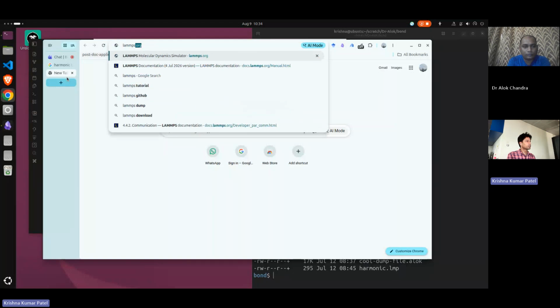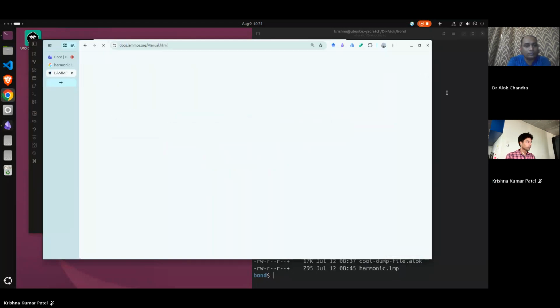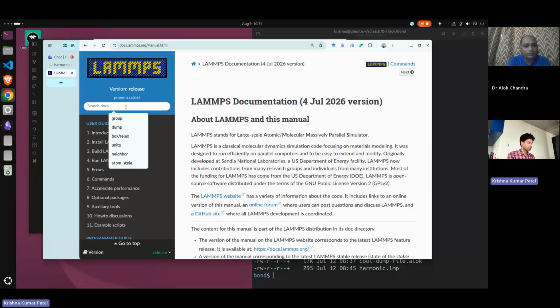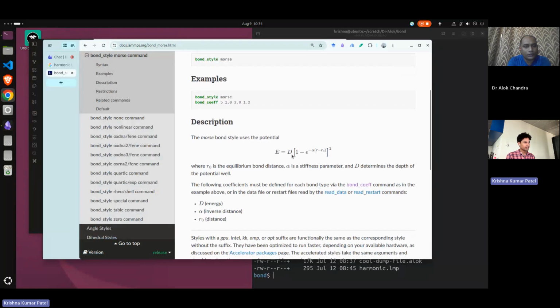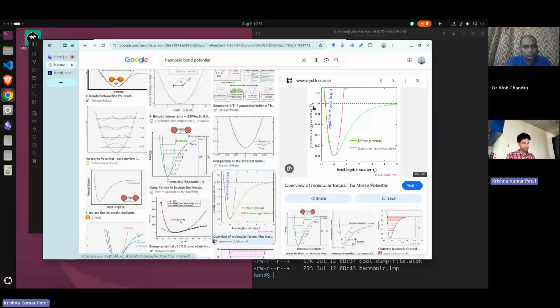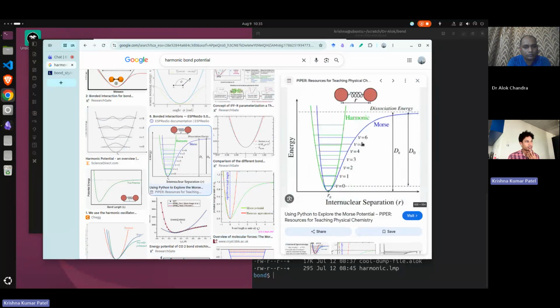Let's just say we'll go to the LAMMPS org manual and we search for Morse bond. Look for Morse bond, and here maybe this D determines the depth of the potential well. Equilibrium depth of the potential well. Probably that is what that D_e represents. So this height is probably from 0 to 1. Right? So 0 is here. If you look at some other images like this one, it has no numbers. But that's the idea.